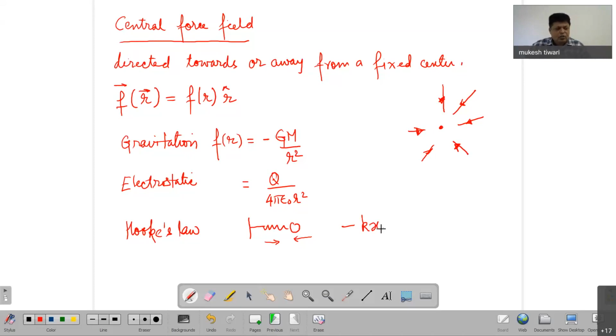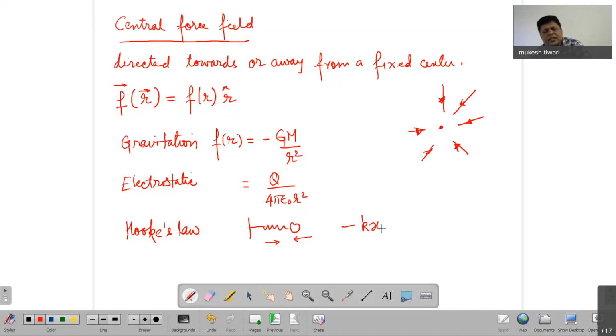Okay. So let us try to calculate the curl of this, without assuming it as having any specific dependence on r.